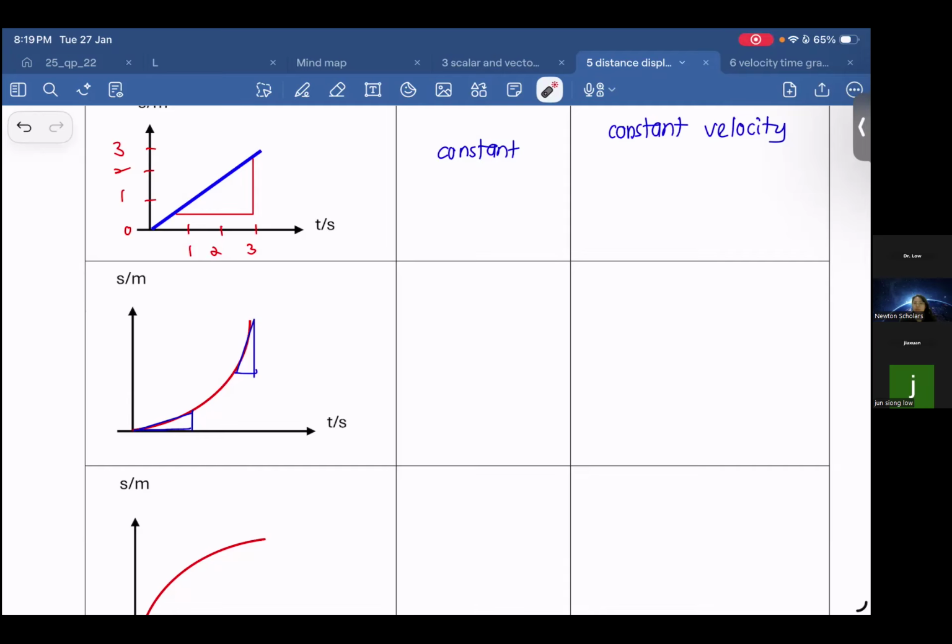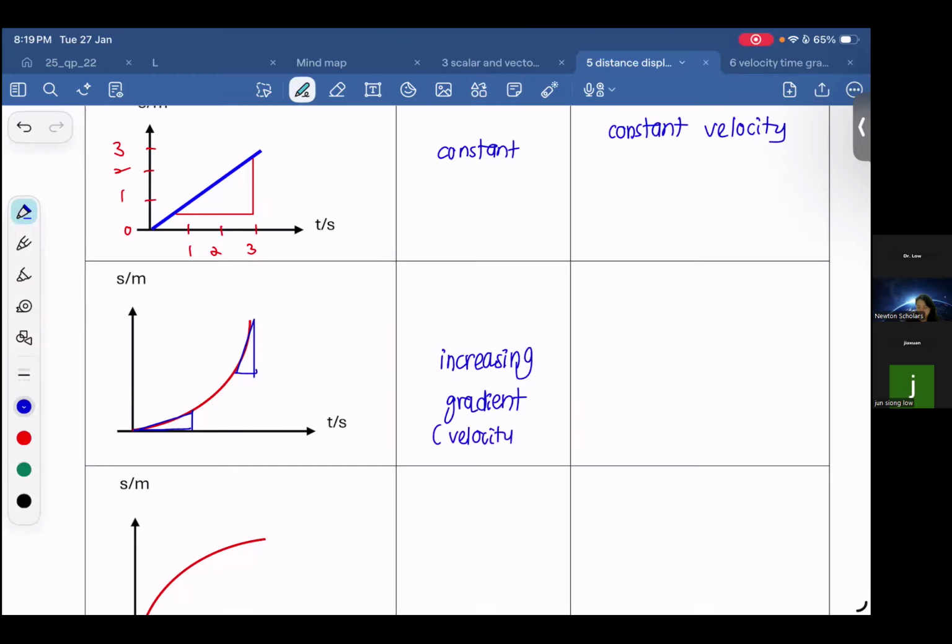Junxiong, yes. Increasing, yes. So our gradient is increasing. Increasing gradient. So just now we mentioned, gradient represents what? Gradient represents velocity. Am I right? Gradient represents the velocity. So when you are increasing the gradient, meaning that you're increasing the velocity, so we can say that it is accelerating. Object accelerates. Okay, increasing gradient, so object accelerates.